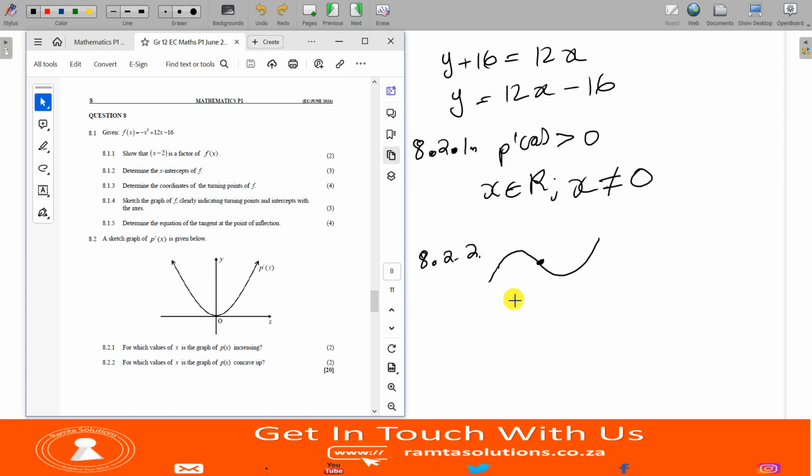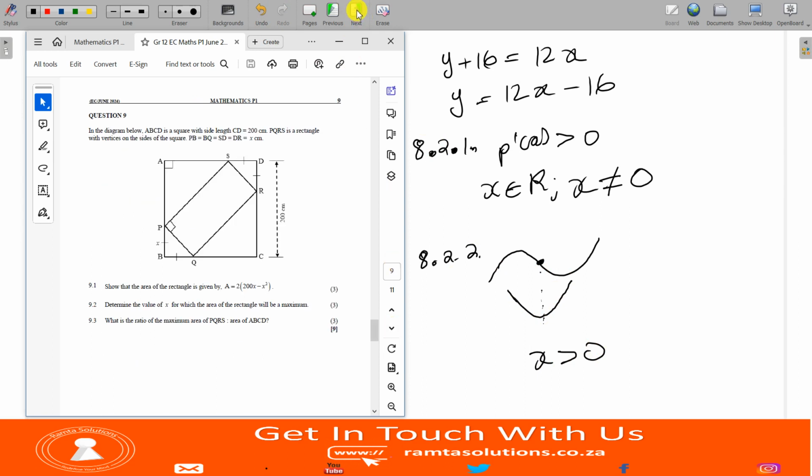Maybe let me show you this as well. Okay, so this is when x is greater than 0. This is when it is concave up. Okay, guys, this is how you attempt these questions. All right. Now, I know that there is an application question. Let's go there.